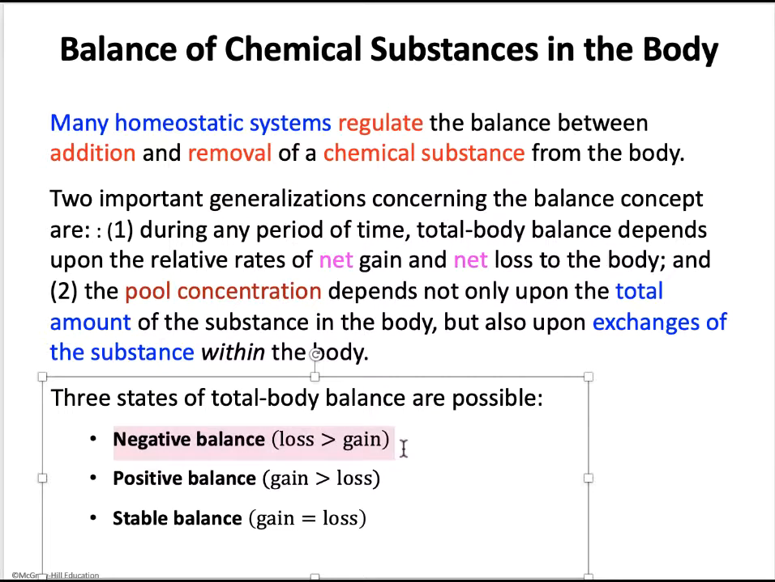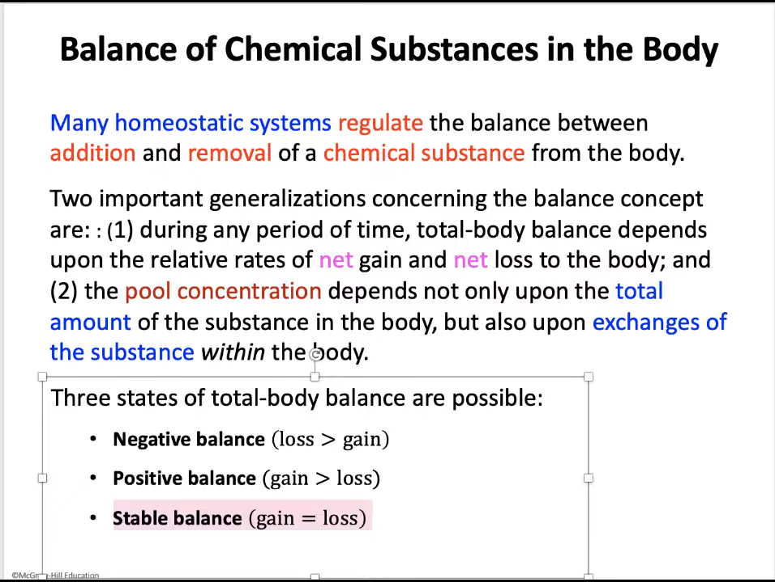So negative balance is when you lose the substance faster than you gain it, so you'll have a decrease. A positive balance is when you gain that substance faster than you lose it. And of course, stable balance is a nice balance between gain and loss. So keep that in mind, but that's very important.